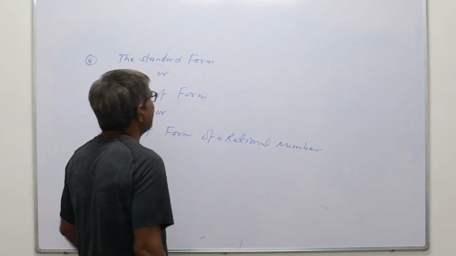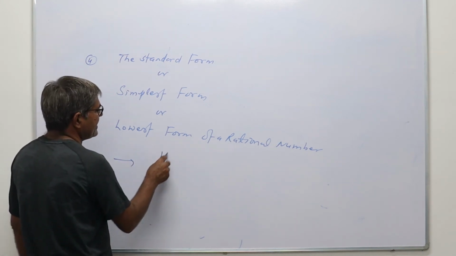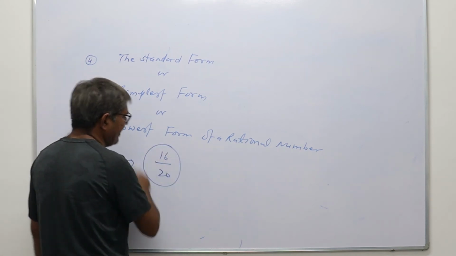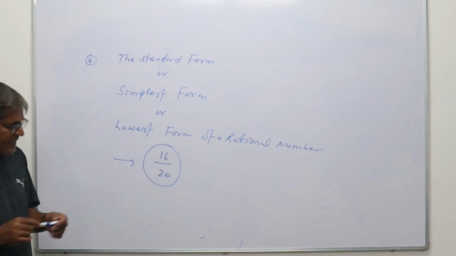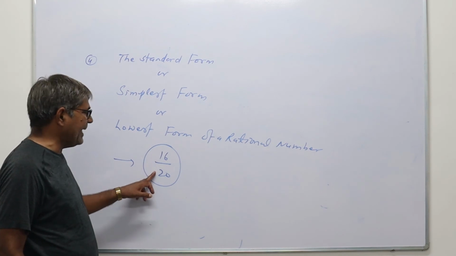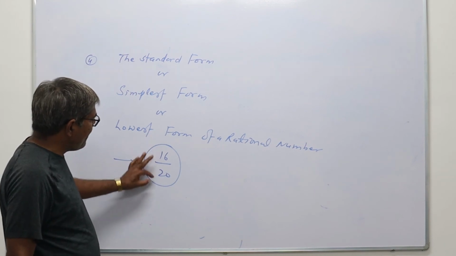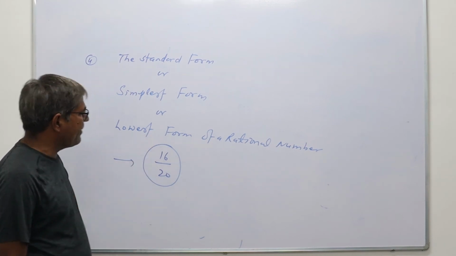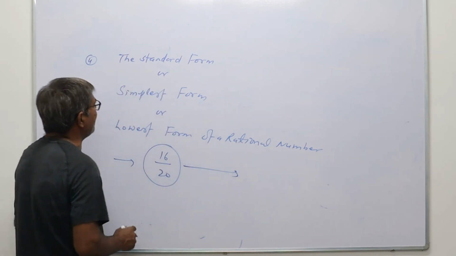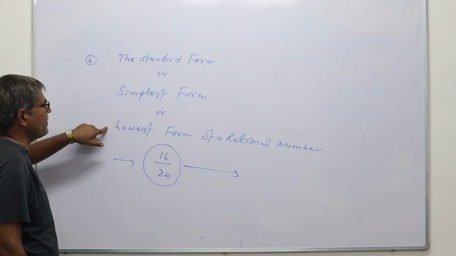For this, let us suppose we have a rational number 16 upon 20. One rational number is given, 16 upon 20. What is the basic definition of any rational number? Numerator should be any integer and denominator should be any integer. Denominator should not be equal to 0. So 16 upon 20 is a given rational number, and we have to convert this rational number into its standard form or simplest form or lowest form.